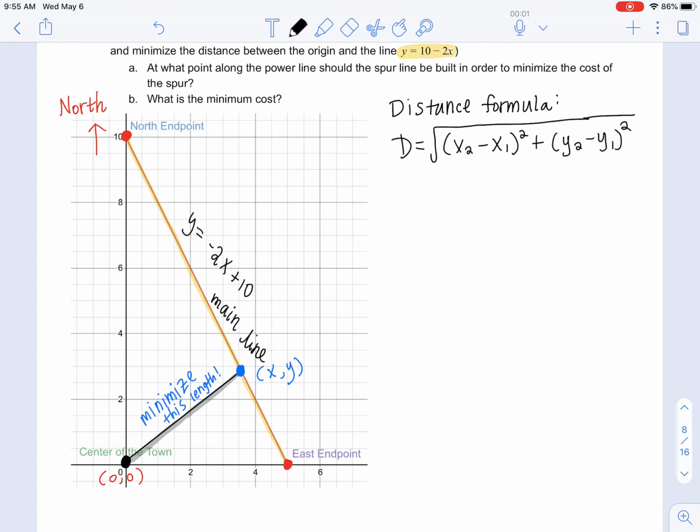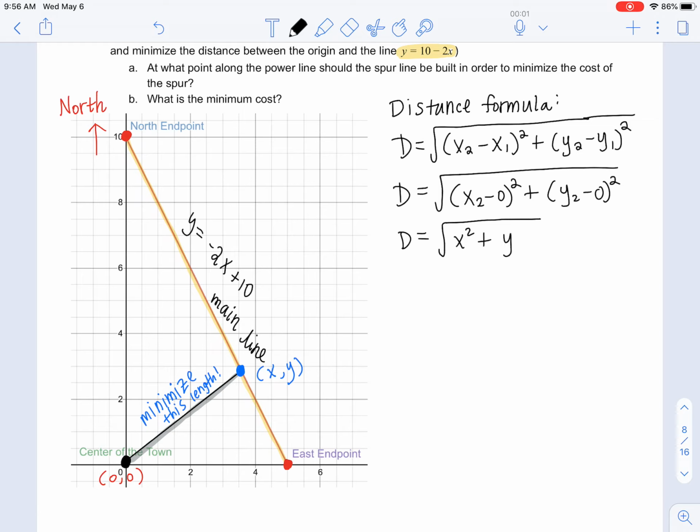Now, here's good news. You're thinking, oh my goodness, there are so many unknown variables. That's not really true. Take a look. We do know one of the points. One of the points is the center of the town, whose ordered pair is what? (0, 0). So this is what I can do. I can simplify this. One of the points is (0, 0). So I can say (x2 minus 0) squared plus (y2 minus 0) squared. And there's no reason for me to use these subscripts anymore. So how about I just simplify this into x squared plus y squared, right?